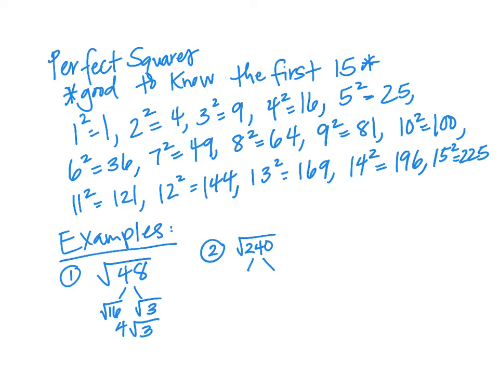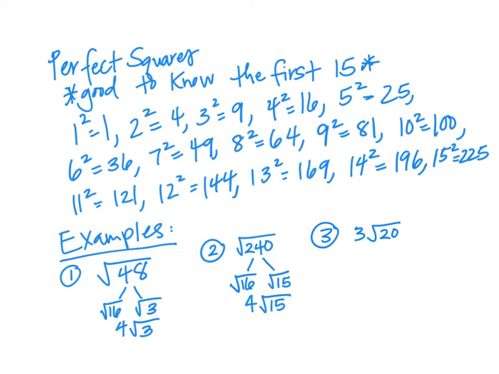So when we divide 240 by 16, we get 15. That means that the square root of 16 times the square root of 15 gives us the square root of 240. And we're going to do the same thing like we did earlier: since 16 is a perfect square, we're going to take its root outside of the radical sign and leave that 15 inside. All right, so now let's see an example that's a little different.